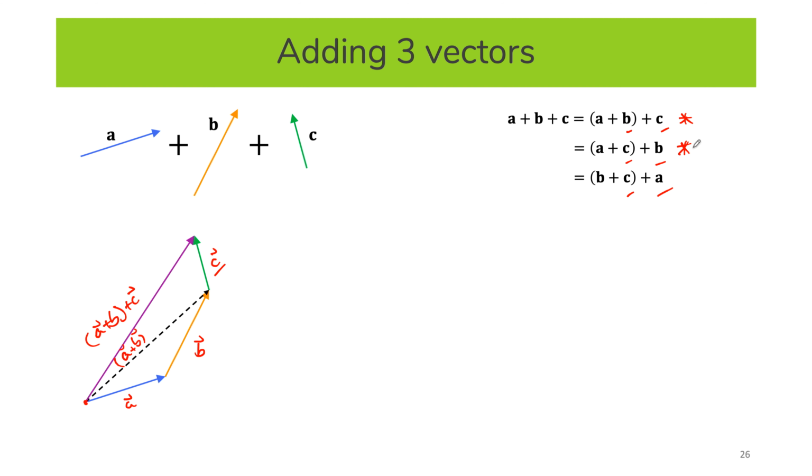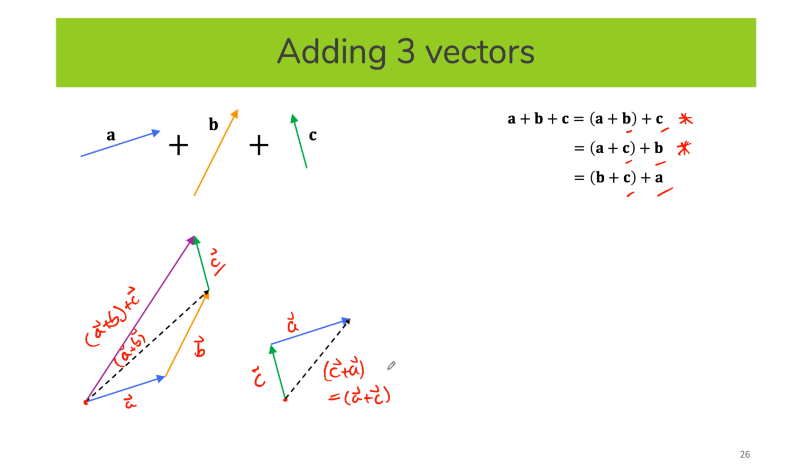For the second case, second option, I'm going to do A plus C first. So I have C over here. I decided to attach the tail of A to the head of C. So this is A. So what I have to do here is draw from this point to that point to get my intermediate vector. And this is C plus A. Recall that C plus A is equal to A plus C.